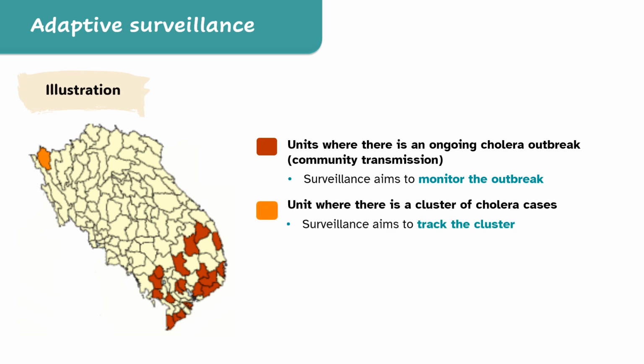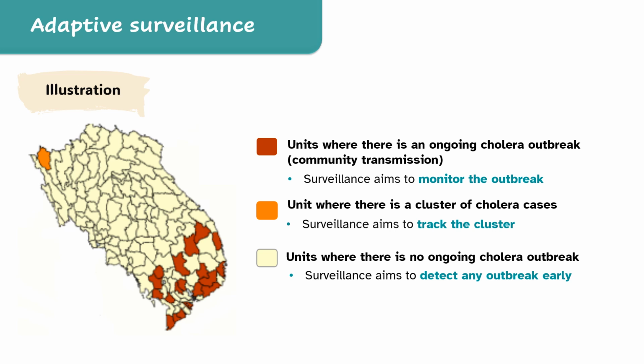In the northern part of the country, there is an ongoing cholera cluster in one surveillance unit. This surveillance unit is represented in orange on the map. In this unit, the current surveillance objective is to track this cluster in order to interrupt transmission before it becomes widespread in the community and more challenging to control.